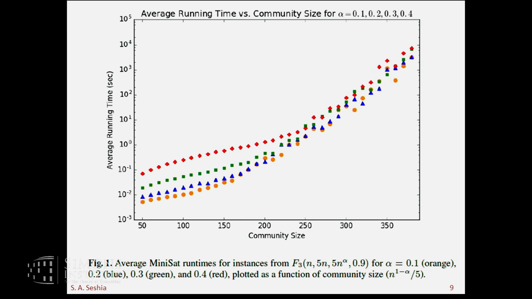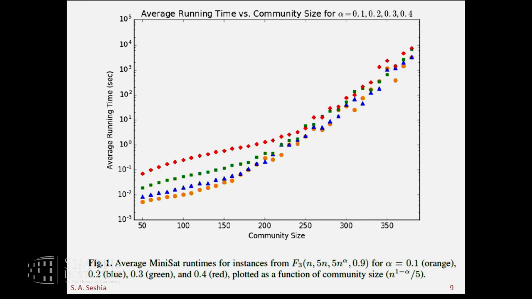On the x-axis, we varied community size. We did this by fixing the relation of the number of communities to the number of variables based on this parameter alpha. So the number of communities is n raised to alpha, where n is the number of variables. We varied alpha from 0.1 to 0.4. Remember that 0.1 is the threshold at which our negative result holds, so we're trying to see what happens as you go higher. The running time of a CDCL SAT solver, MiniSat, is on the y-axis in log scale. What we are seeing here is that for all of these values of alpha, the runtime grows linearly on the log scale, so exponentially, with the community size.